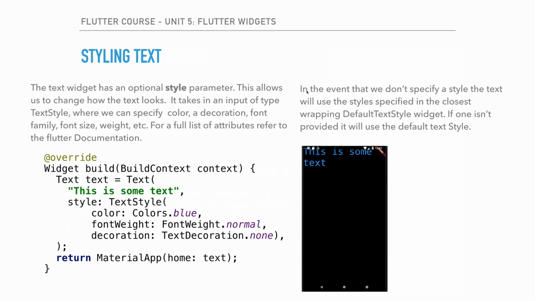So if we create a DefaultTextStyle widget and set the color to yellow, and then inside there we put something like a Center widget, and then a few other widgets, and then some text, and we don't specify a style for that text, it's going to set that text color to yellow. That's because it's wrapped in that DefaultTextStyle with that yellow color.